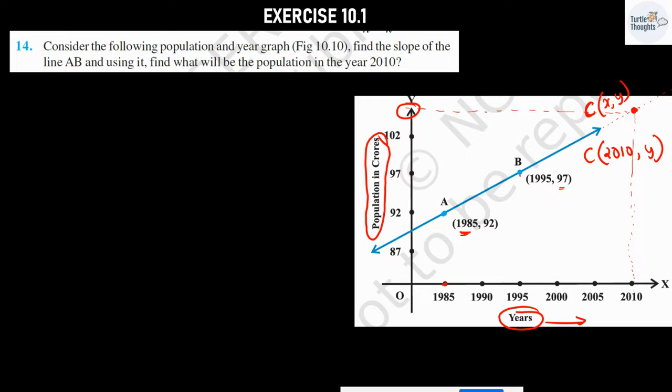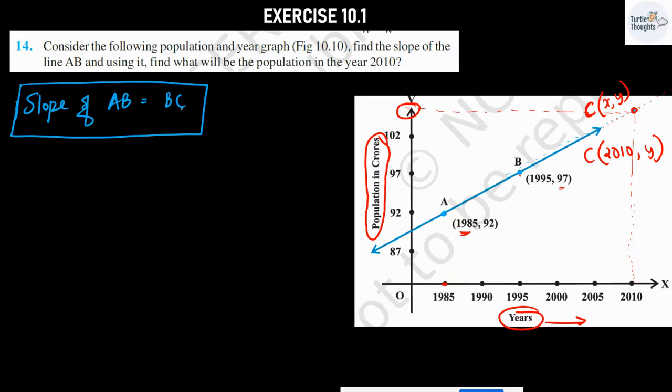Okay, so since this point C also lies on the same line as AB, meaning that it should lie on the same line, that is what they are asking, right? If they lie on the same line, can I tell that the slope of AB should be equal to the slope of BC, since they are the same line? So I understand that the slope of line AB should be equal to the slope of line BC. Now I can start solving.